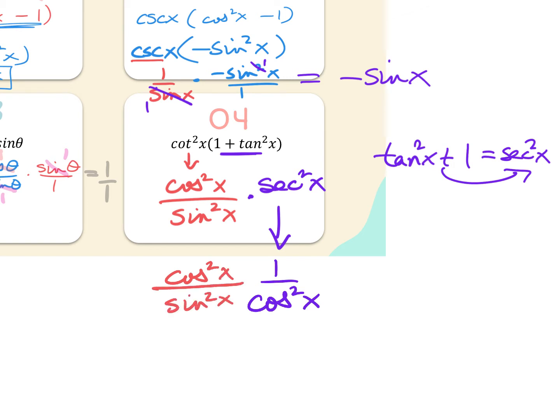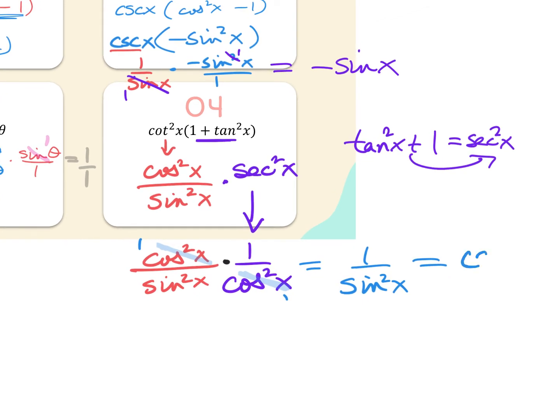And now I'm multiplying these, but before I multiply, I'm going to simplify diagonally. The cosine squared x's become 1s, and now I'm left with 1 over sine squared x. I don't want to leave it a fraction, so I'm going to turn it into its reciprocal, which is cosecant. So cosecant squared x is the final answer here.